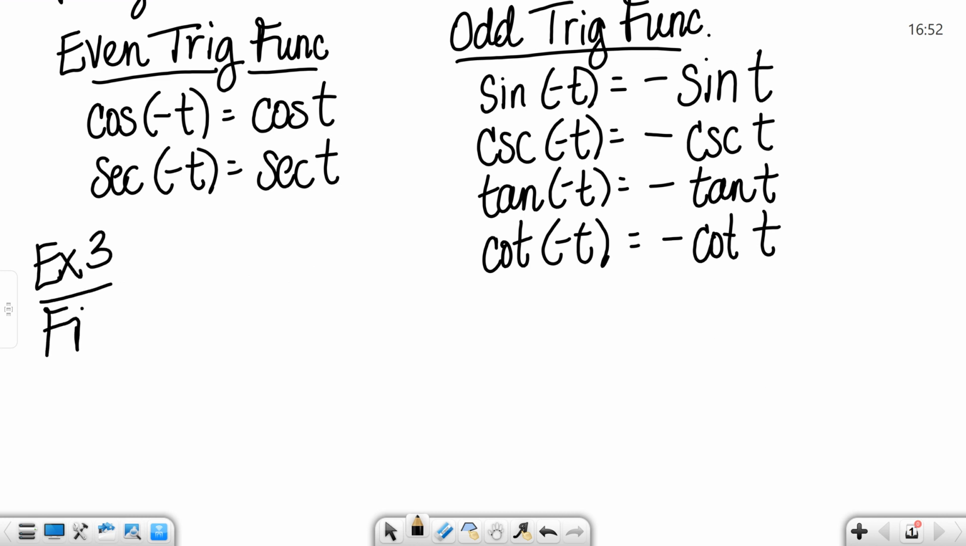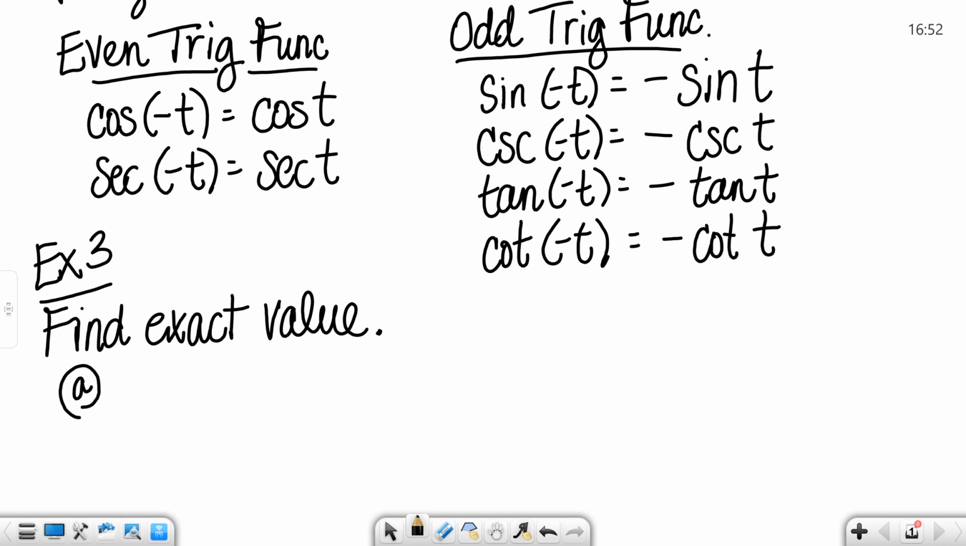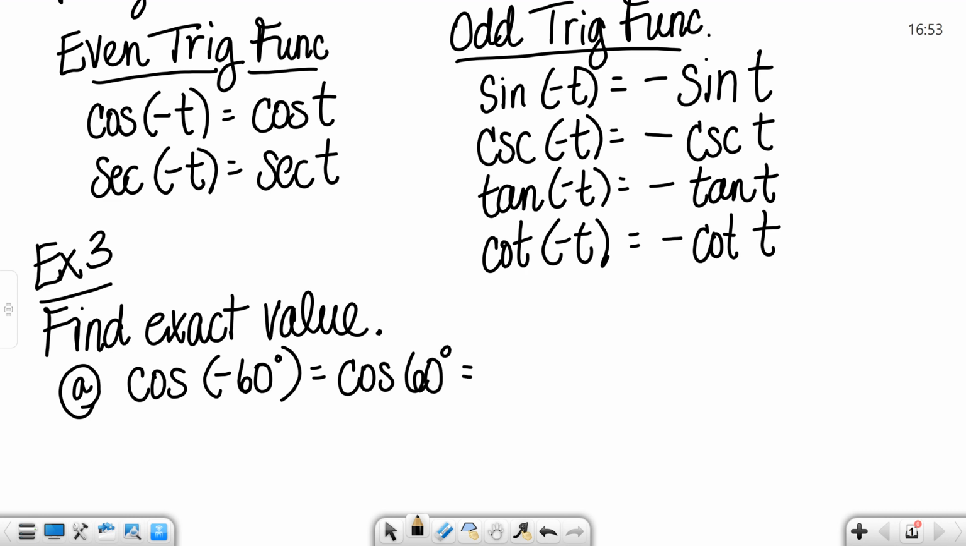If I say find the exact value, remember, that's no calculator. When it says exact value, do not pull out that calculator. The cosine of -60 degrees. Well, I just told you that cosine is an even function. So the cosine of -60 is really just the cosine of whatever 60 is. And the cosine of 60, if we use the little table, or if we use the hand trick, the cosine of 60 is 1/2.